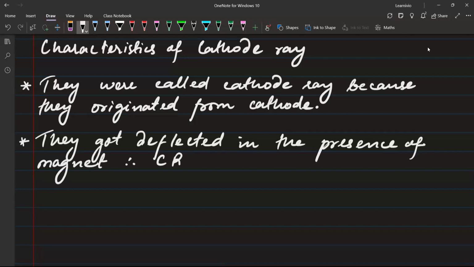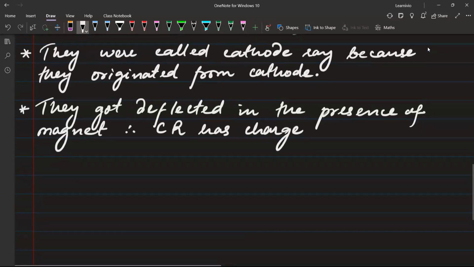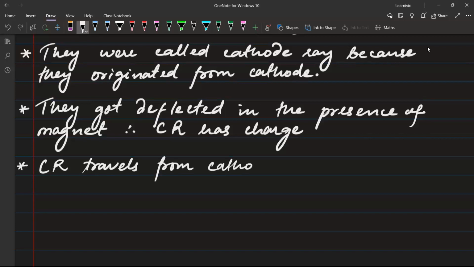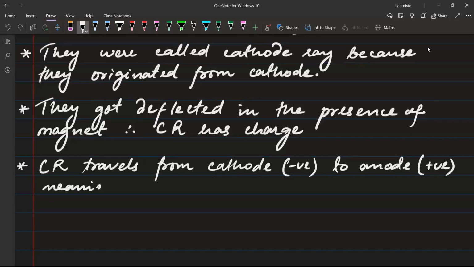Therefore, cathode ray has charge. Okay, actually, I will show this experiment. I think that will make you digest it more. So don't worry, I will show this complete experiment. Right, next point. Cathode ray travels from the cathode, that is the negative terminal, to the anode, that is the positive terminal, meaning cathode ray is negatively charged. That is why it is attracted towards the positive terminal.